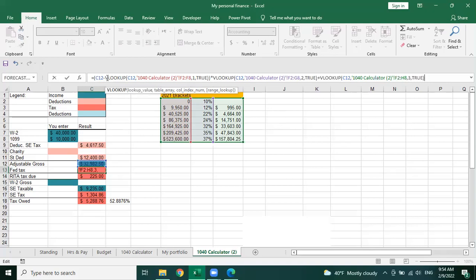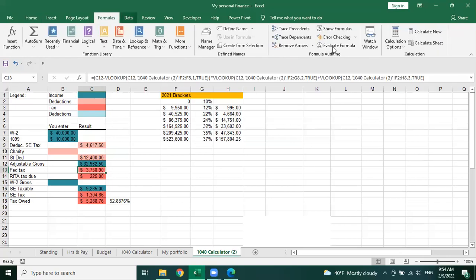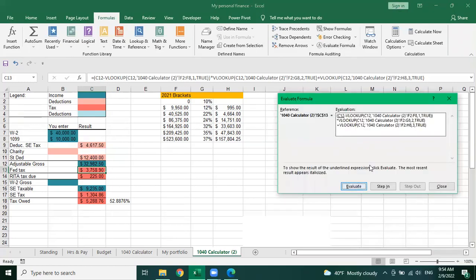So here we are. I'm going to explain a little bit about VLOOKUP because of the application. Let me actually go into the formula. Zoom bar is annoying. Formulas, Evaluate Formula. This is much better for seeing the math. So we want to take our C12, our adjusted gross, minus looking up our gross in our table in F2 through F8.